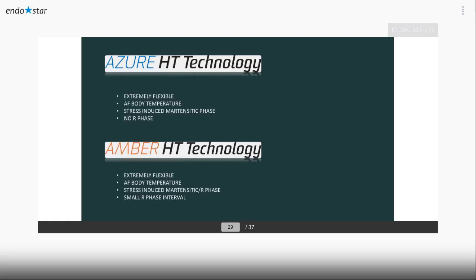Now, talking about the Amber HT technology, Endostar has tweaked the metallurgy a bit. They have introduced a very narrow R phase interval. So, what this does is when the file is rotating, since it's a thin file, the stresses acting on the file are more compared to the bigger sized and bigger tapered Azure files. So, this file needs some additional strength to withstand these stresses. The R phase is slightly stronger than the martensitic phase. So in these files, when the file is subjected to stress, it first undergoes a stress-induced R phase transformation followed by a stress-induced martensitic transformation, thus increasing the strength of the file while at the same time maintaining its flexibility.